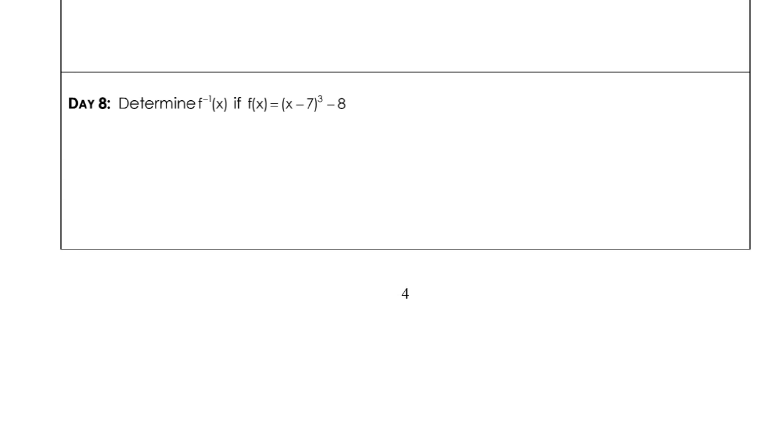Hey guys, we'll be doing our last day of Unit 9 today, day 8. In our warm-up, it says to determine the inverse of f of x. Hopefully we remember that there are 2 steps in an inverse, okay? So this notation means inverse.